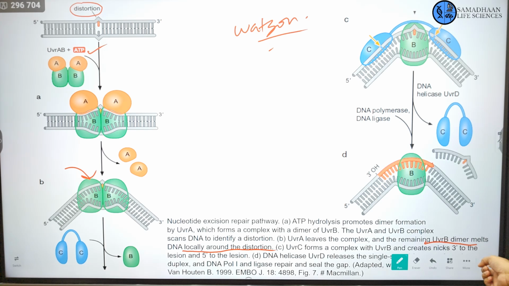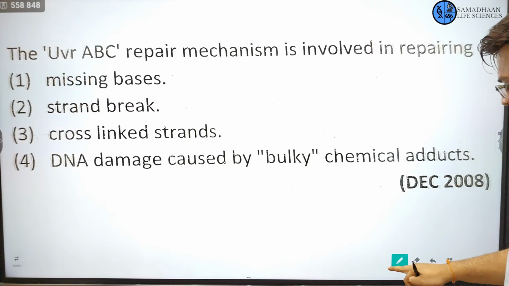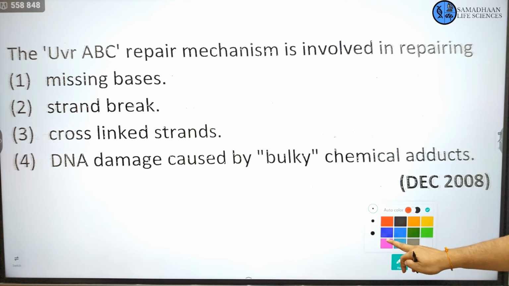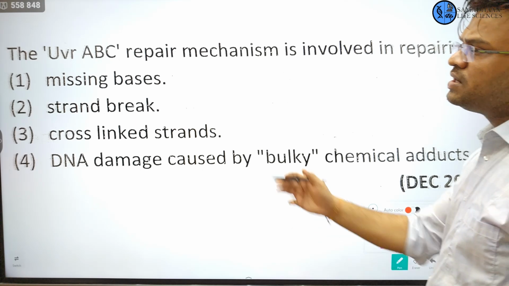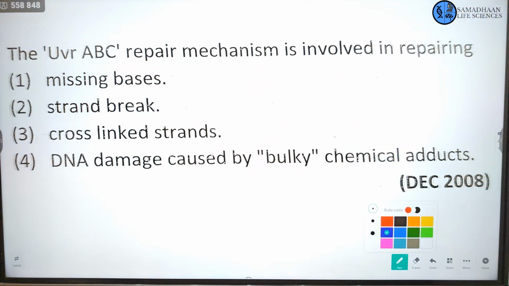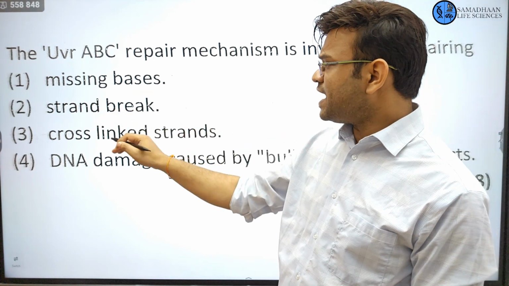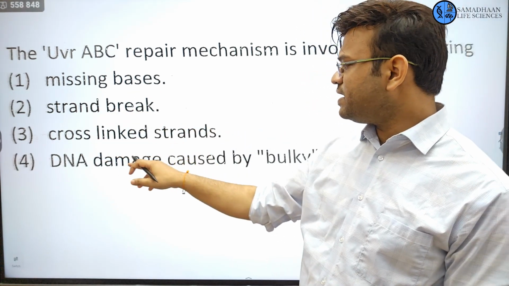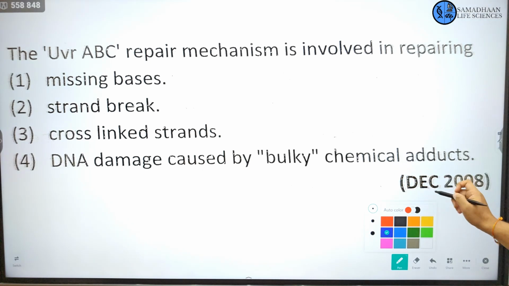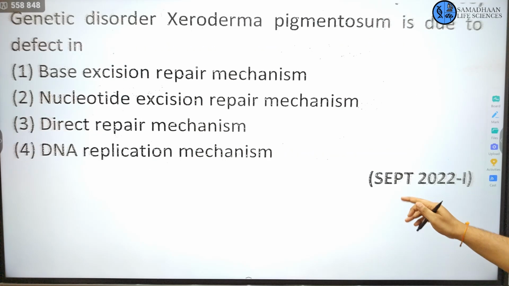Now let us move on to the next slide, and these are basically the PYQs. I hope you would get a clear understanding of these PYQs also. It's very easy. The UVRABC repair mechanism is involved in repairing, obviously, missing bases, strand breaks, cross-linked strands, and DNA damage caused by bulky chemical adducts. Of course, this is the correct option. Option number 4, as I have already said. Now, moving on to the next question.